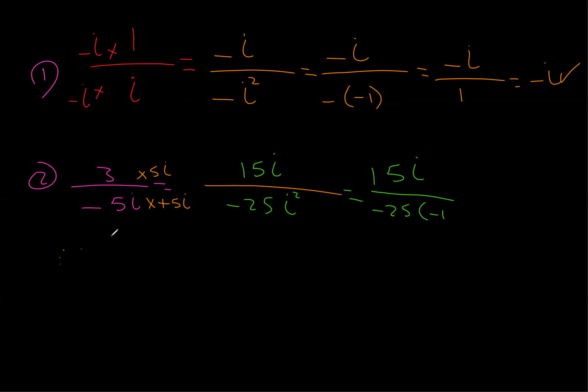And now we know that i squared is what? Is negative 1. So the result will be 15i up. And here it's going to be negative 25 times negative 1. It's going to be what? 25. You can simplify it by 5. By 5, you would get 3 over 5 what? i. And this is the result. This is the result. And I hope it's clear now.